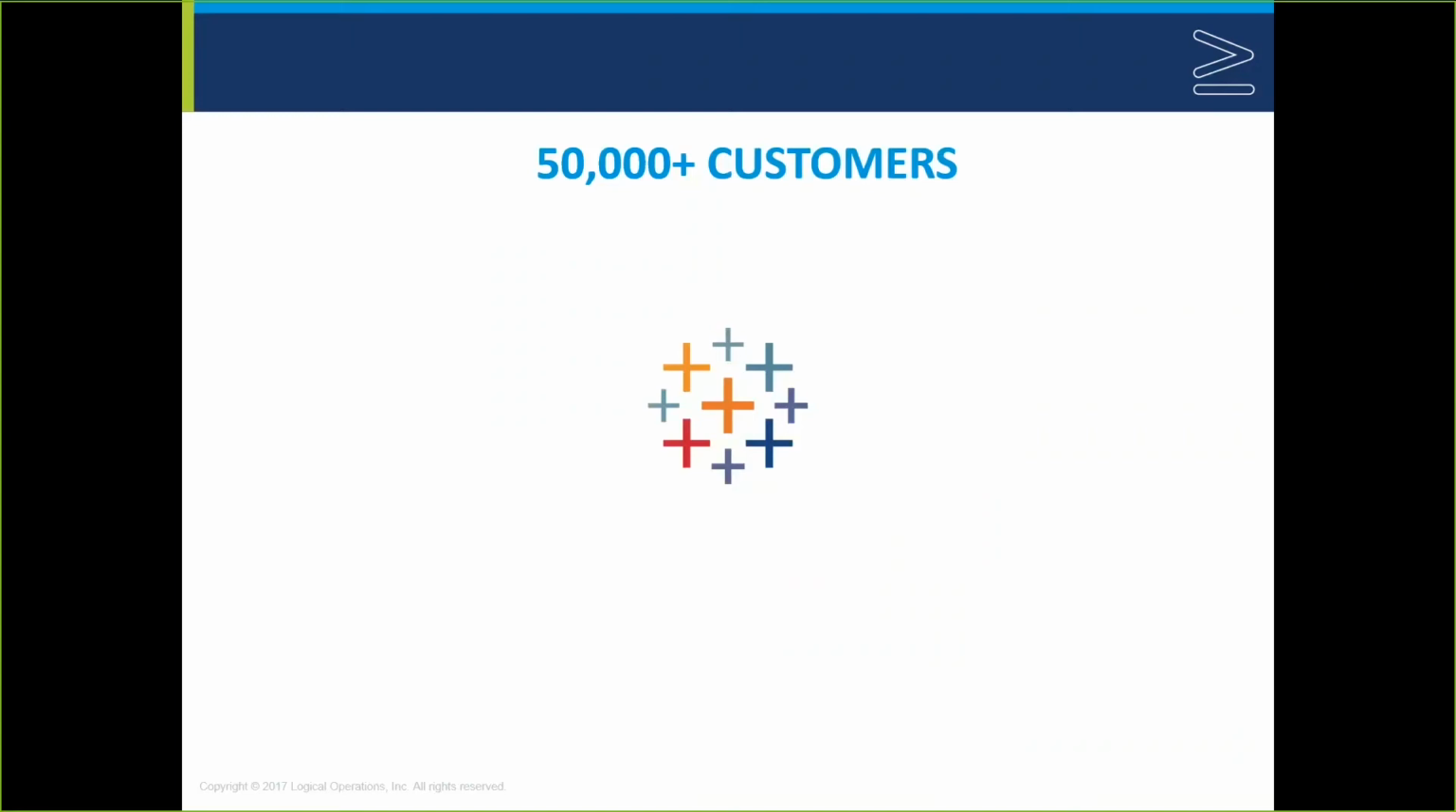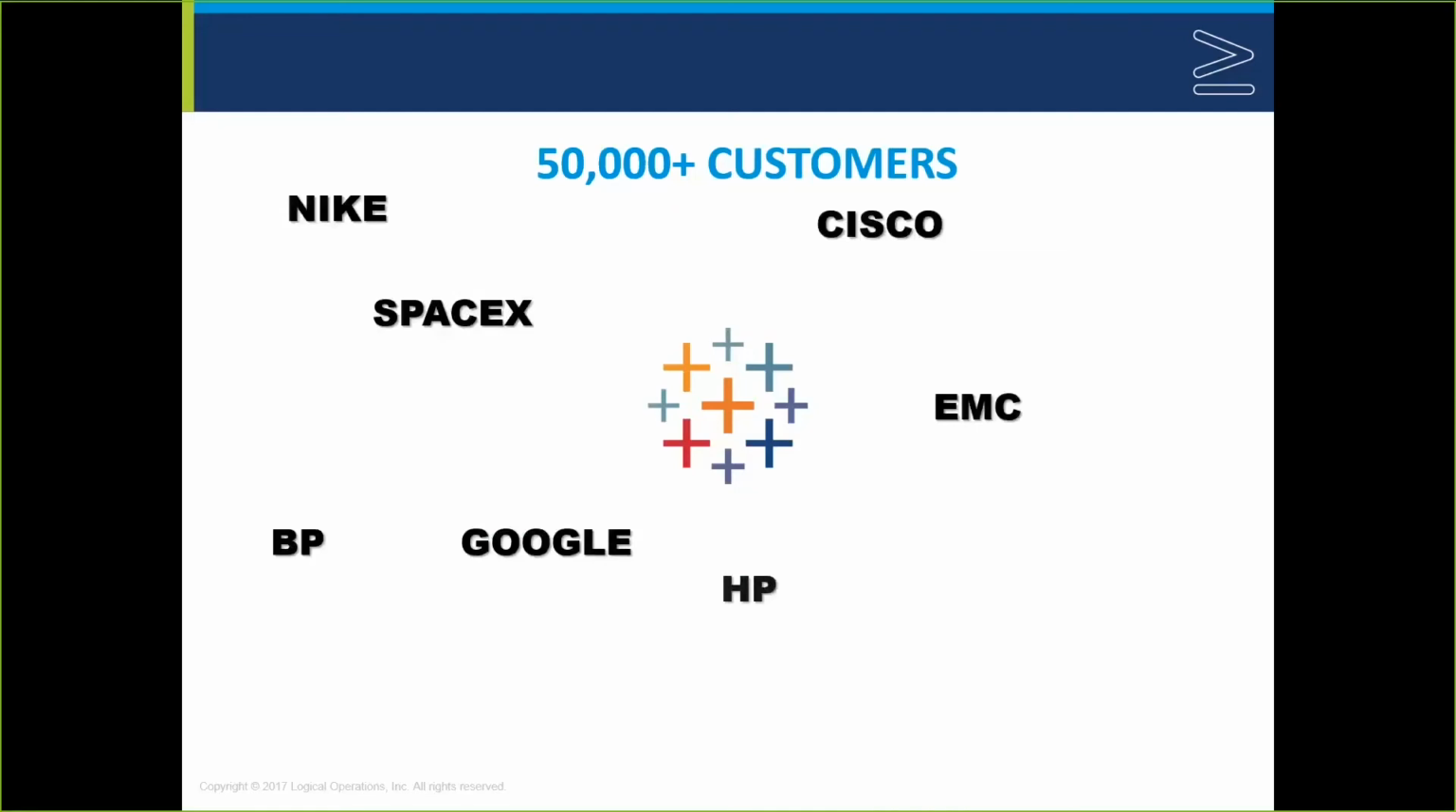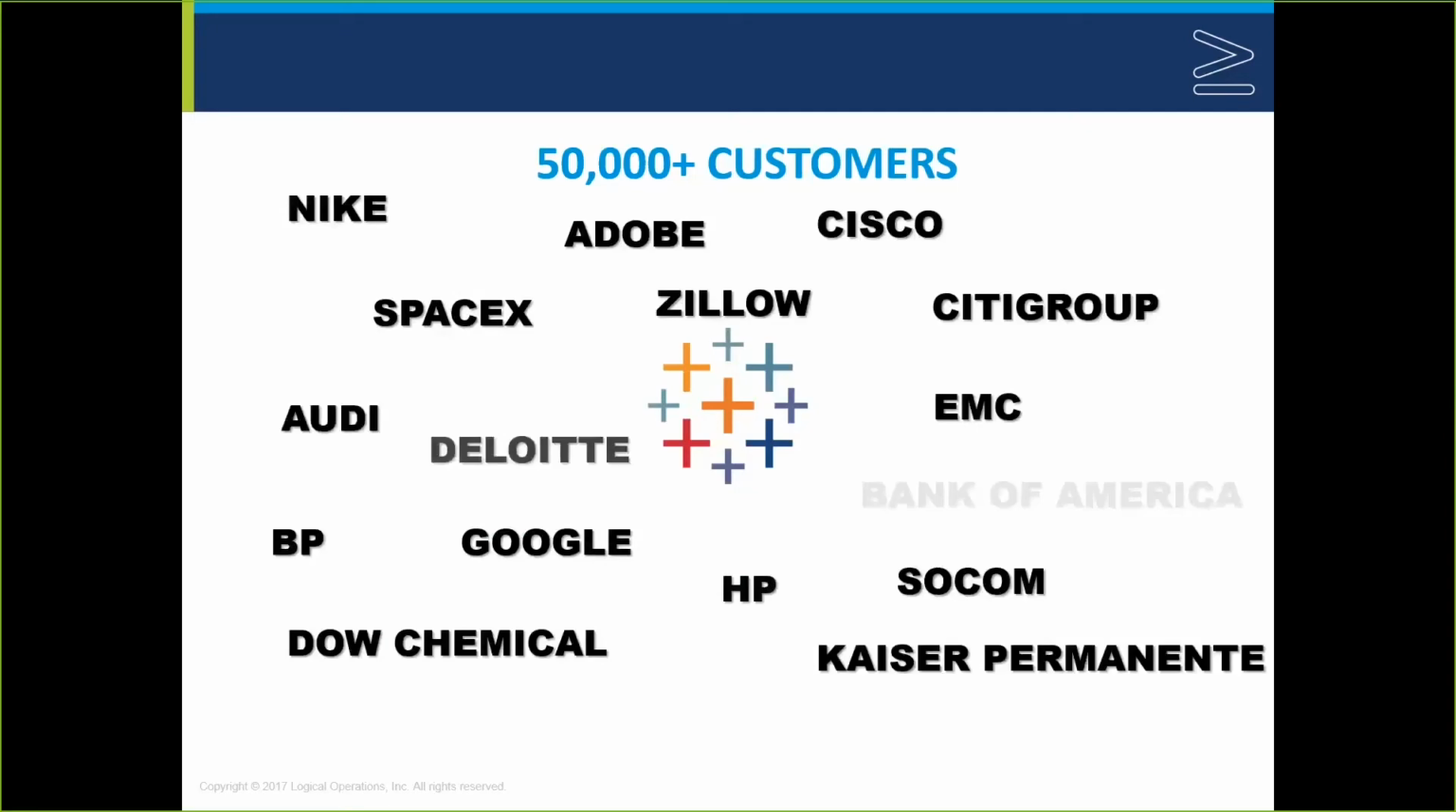And because Tableau is doing so well and they do such a cool thing, they have really great customers. They have over 50,000 customers, and some of these organizations are very big, like Nike, SpaceX, Citigroup, Bank of America, Google, HP, Dow Chemical. The list goes on. This is just a hand-selected few that I think are interesting, but this really leads us into why you should teach Tableau.